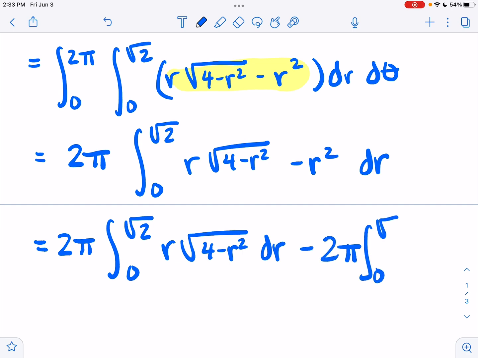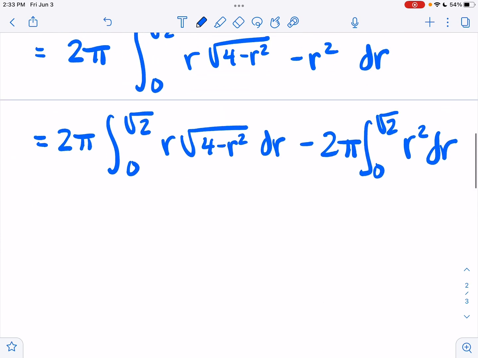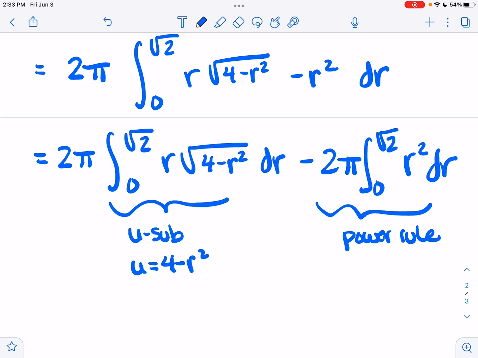Break that up into two integrals. And one integral here is just the power rule. And the reason I broke it up is because this integral requires a u substitution. We have to use u equals 4 minus r squared to do that integral. So I'm going to leave it at this point. We have a u substitution, we have the power rule, both things that we're comfortable with.